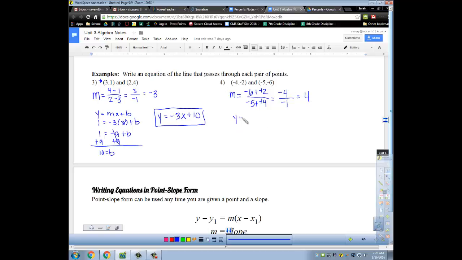So then I'm going to start with my basic equation. Again, you can pick either of the 2 points. I'm just going to pick the first one again. So my y was negative 2. My slope was 4. My x was negative 4. Don't know b. So negative 2 equals negative 16 plus b. Add 16 to both sides. Negative 2 plus 16 is 14. So once you have your b, you can rewrite the equation. So the slope was 4, the y-intercept 14. Okay. If you have any questions, please let me know.